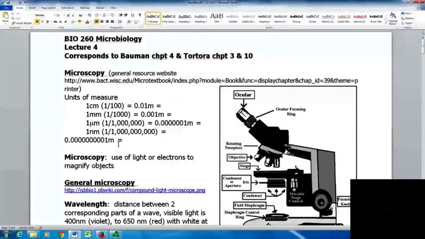This is Microbiology Lecture 4. This is going to correspond to the Bauman text Chapter 4 and to the tutorial text Chapters 3 and 10. We're going to start looking at microscopy.